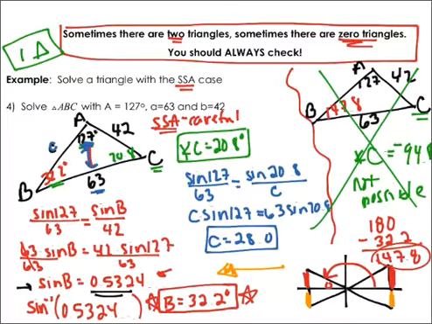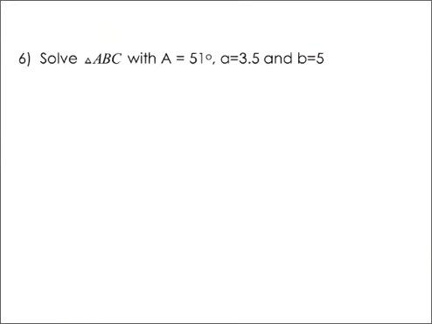It wasn't possible. Now, it could happen that you would have gotten an angle for B that does work, and then we would go from there and find all the other missing parts. All right, let's look at another one.